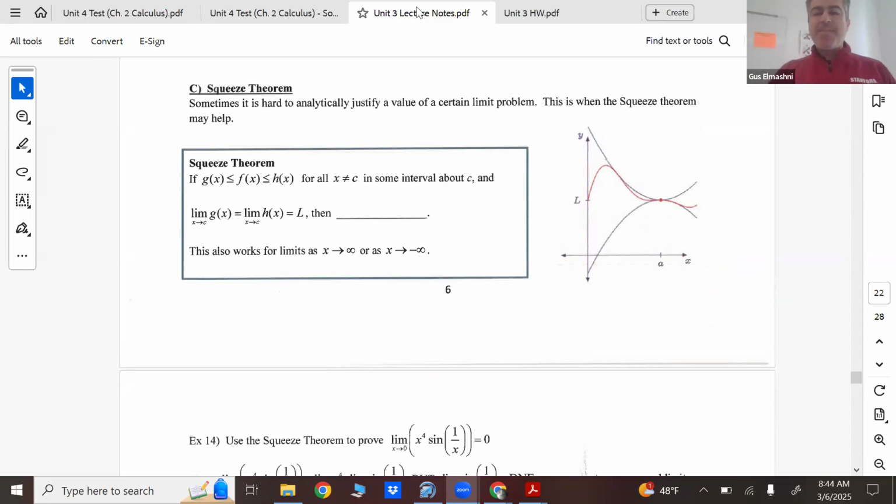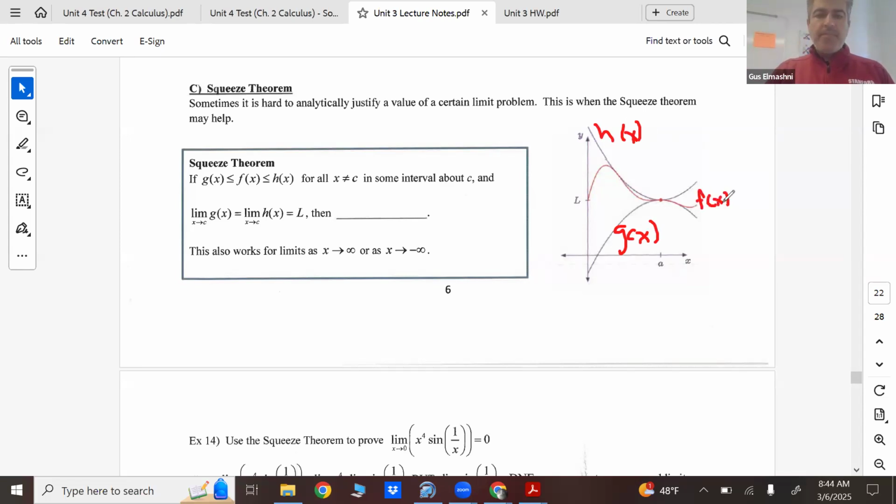Let's talk about the squeeze theorem, guys. This is kind of a funny theorem, but once I go through it, hopefully it makes sense. If I don't cover it for a few years, I kind of forget it myself. It doesn't seem terribly intuitive, but once you see the visual, it makes sense. So let's say g of x is the bottom function, h of x is the top function, and f of x is the middle function.